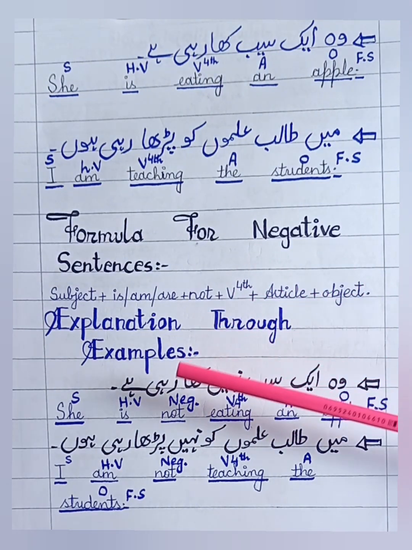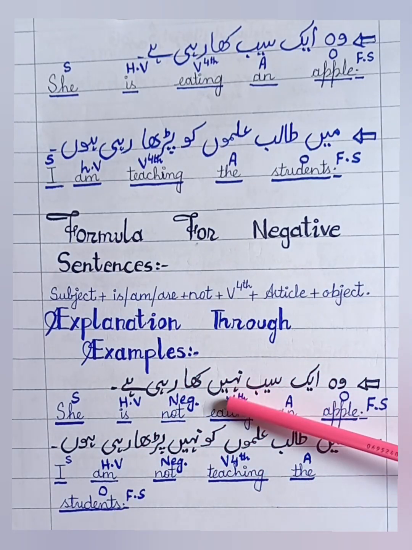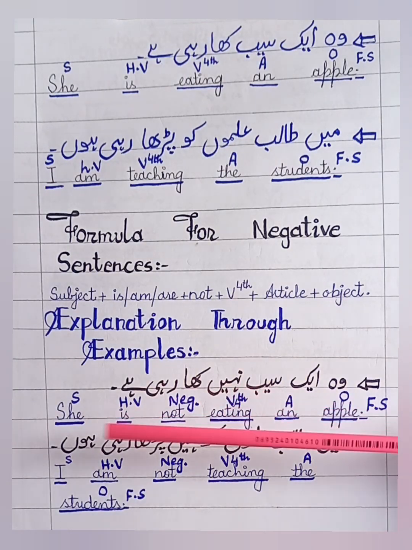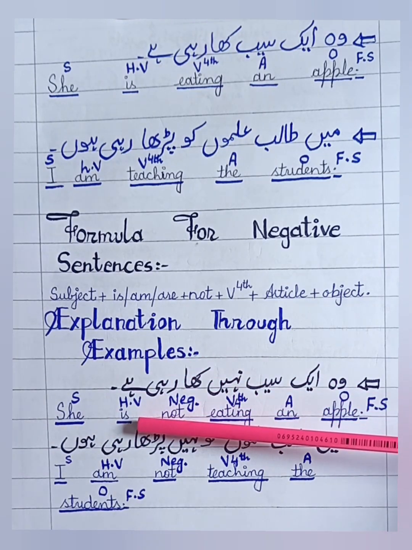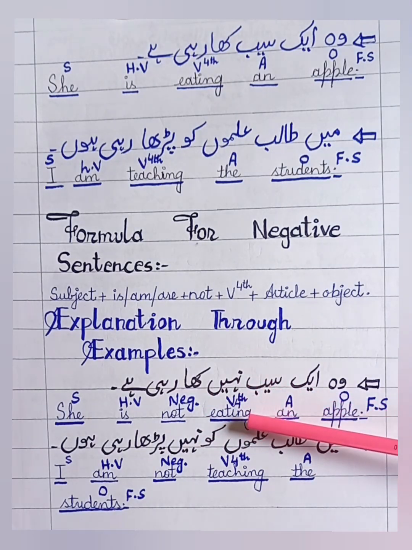This is with the help of examples. वो एक सेब नहीं खा रही है. नहीं shows negation over here. She is not eating an apple. She is the subject over here. Is is the helping verb or auxiliary verb. Not shows negation over here. Eating is the fourth form of verb. An is the article. Apple is the object. And finally, we will use a full stop.